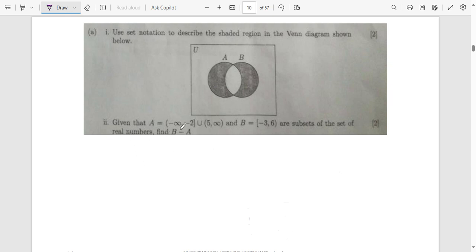Given that A is from negative infinity to negative 2, gosh, this question was beautiful. I didn't see properly. Okay, we want to find B minus A. Now we know that B minus A is B intersection A complement. Okay. Now we've been given that A. Let's first show this on a number line. We've been told that A is from negative infinity to negative 2. Negative 2 is being included.